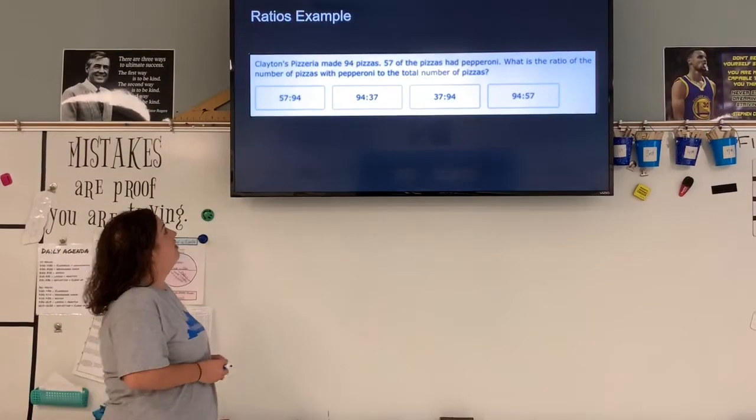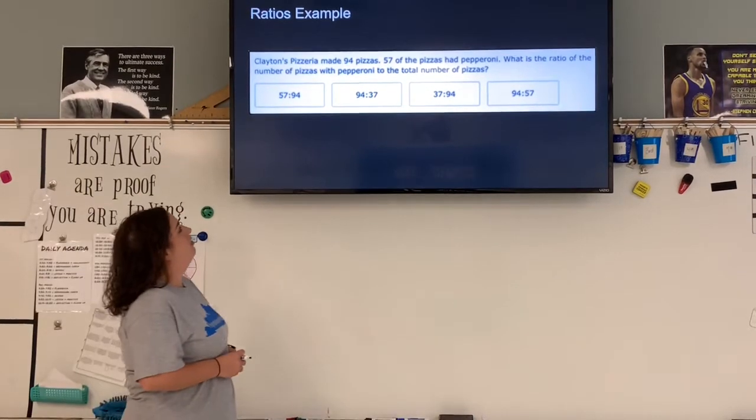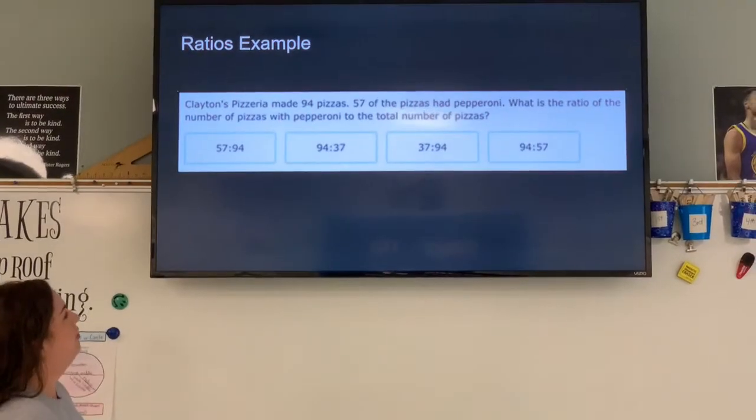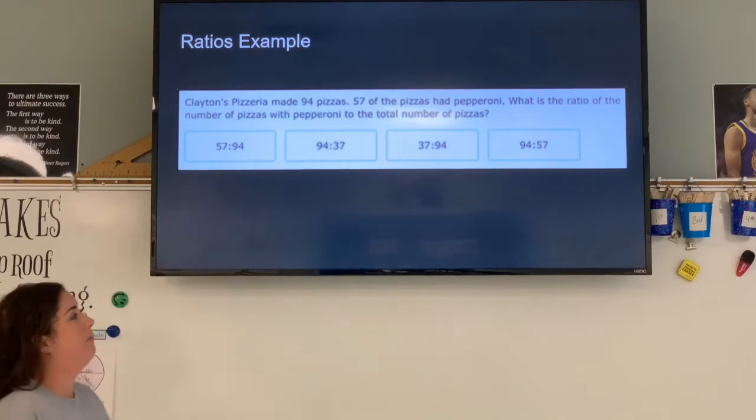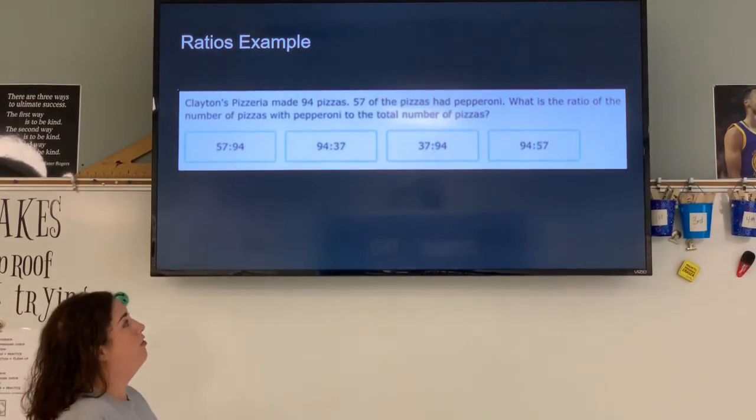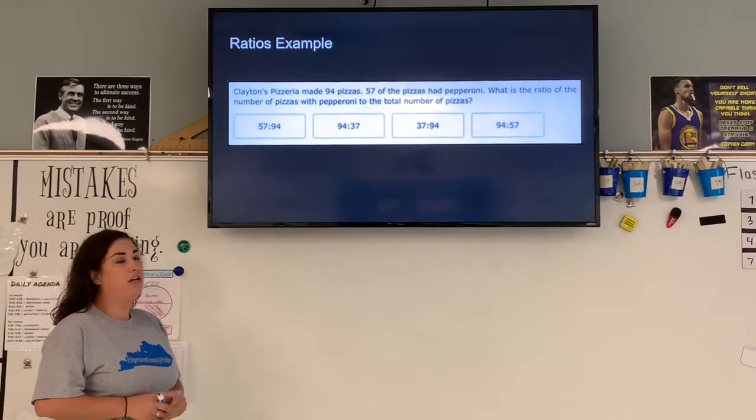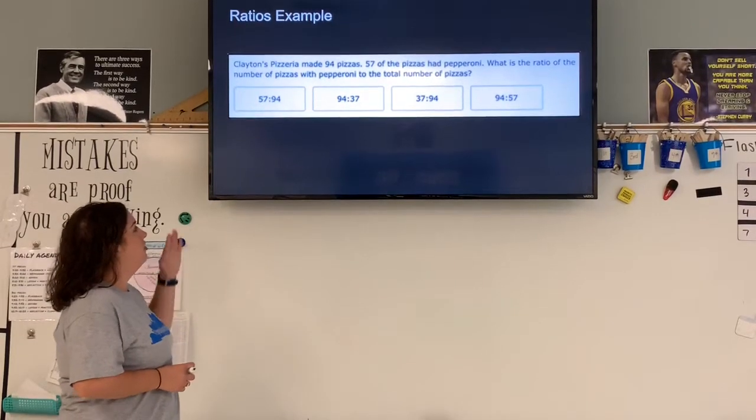This is our final example for ratios. I'm going to go ahead and read it for you all, in case you can't see it as well. Clayton's Pizzeria made 94 pizzas. 57 of the pizzas had pepperoni. What is the ratio of the number of pizzas with pepperoni to the total number of pizzas? On this one, it's a little bit different, kind of what Ms. Gross had talked about. Instead of showing it as a fraction, they're using a colon.